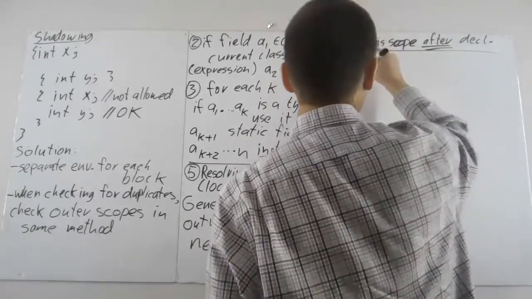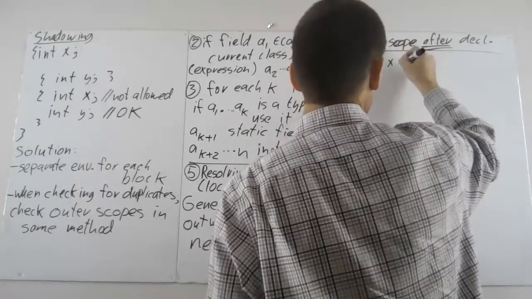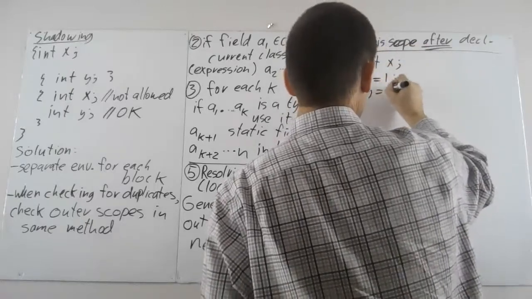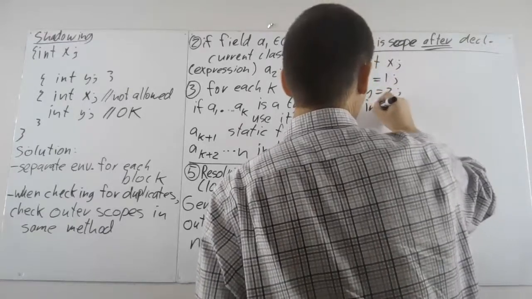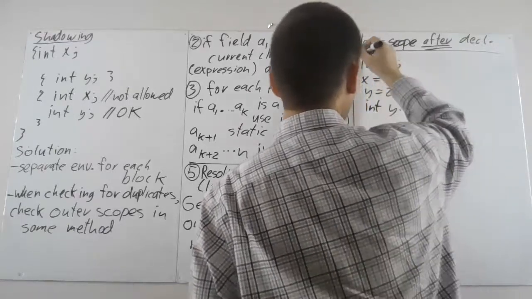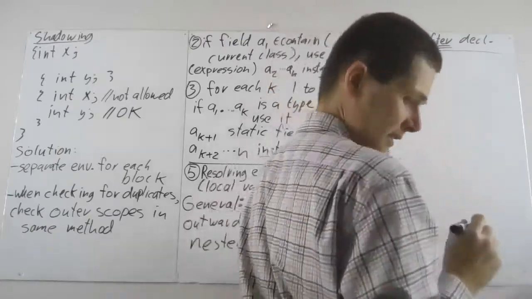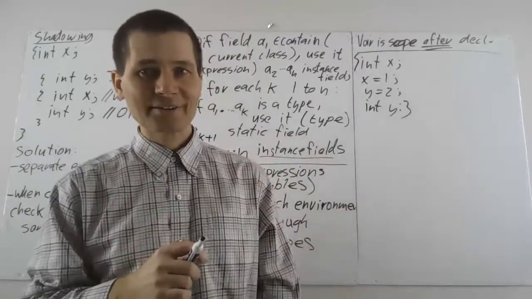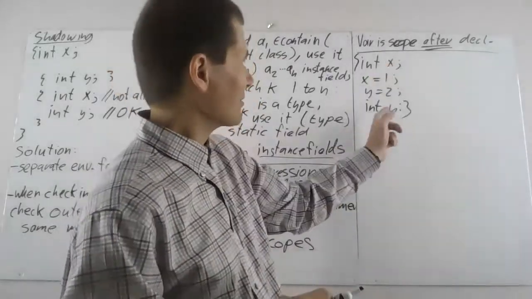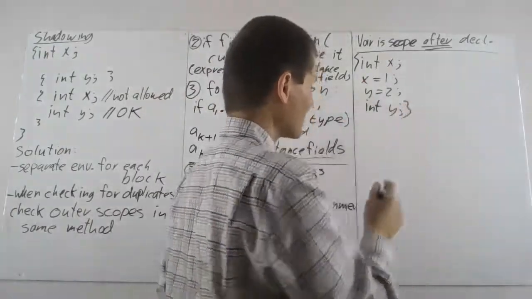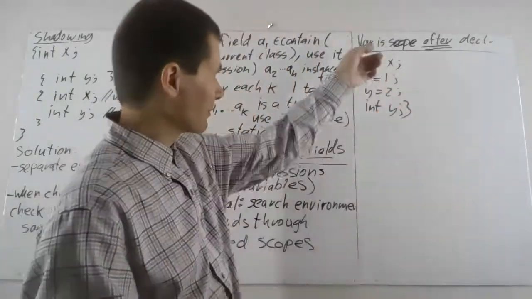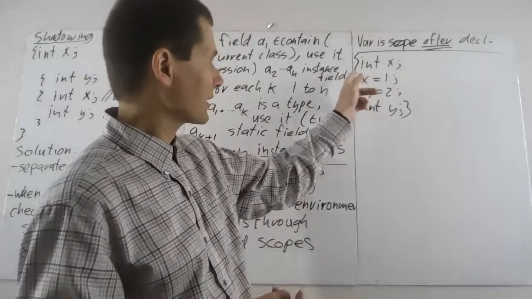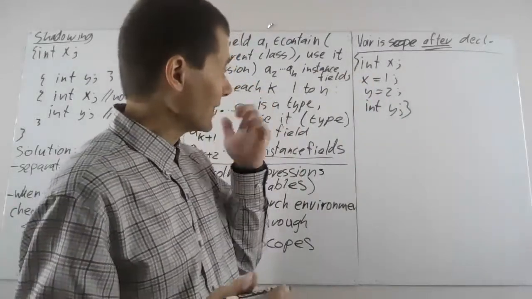If I declare a variable int x, and I say x equals 1 and y equals 2 and int y, and this is all in the same scope, then according to the rules that we had so far, x and y would be in that scope. So you would put them in that environment and they would refer to these variables, and you think, okay, it's fine. Anywhere within that block, I can refer to x and y.